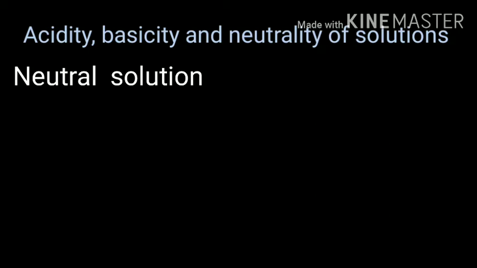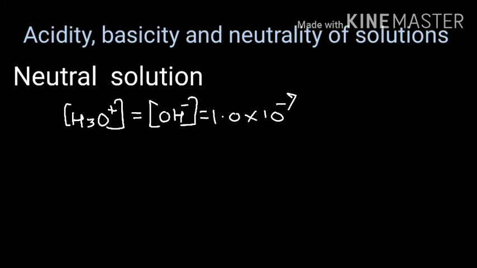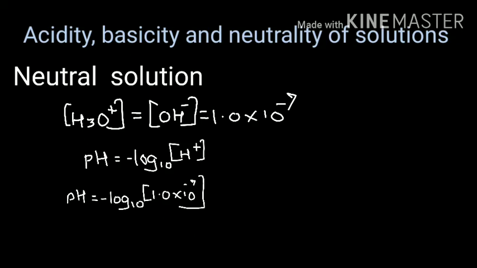So whether you are taking pure water or any aqueous solution, we know that the molar concentration of hydronium ions is equal to the molar concentration of hydroxyl ions, which is having the value 1.0 into 10 raised to minus 7. If we are taking pH, we know pH is equal to minus log of the molar concentration of H plus ions. Now just substitute the values in here, so you will get it as minus log to the base 10 of 1.0 into 10 raised to minus 7. According to the basics of log, you are going to get it as 7. Hence the pH of a neutral solution is found out to be 7.